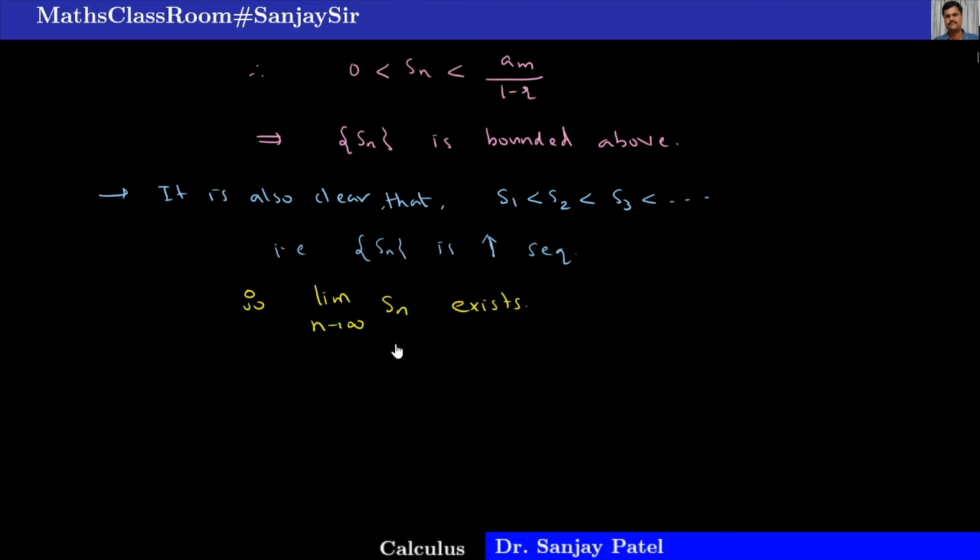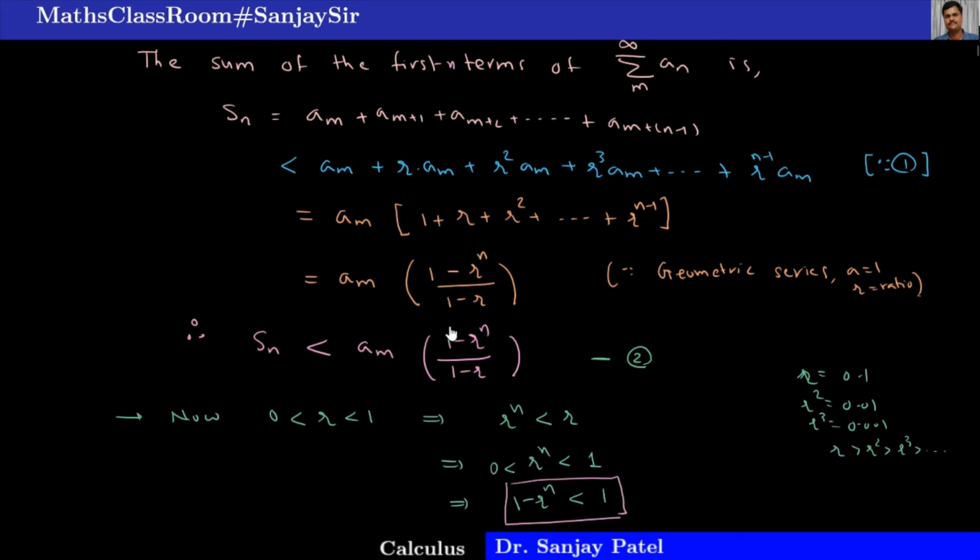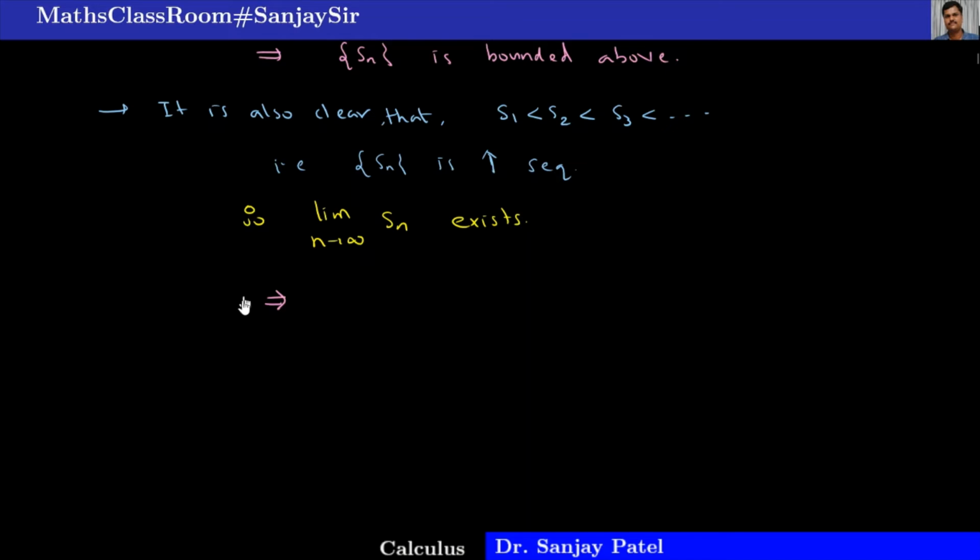And if the limit of Sn exists, that implies the corresponding series converges. What is the corresponding series of Sn? Sn is the sum of the first n terms of sigma an, with n from m to infinity. So sigma an from n equal to m to infinity is a convergent series.